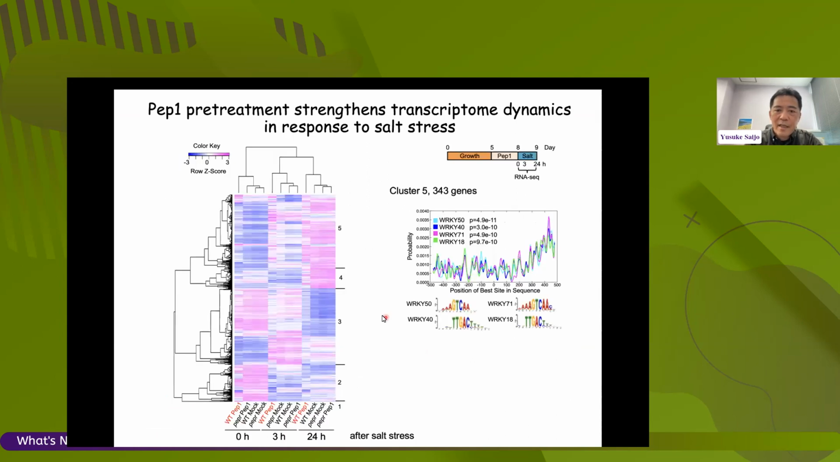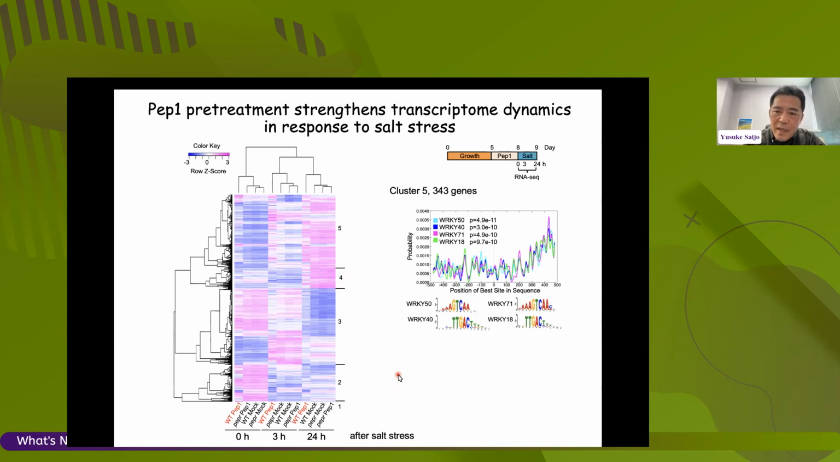Okay, and then we clustered these genes and took particular interest in cluster number 5. Basically, cluster 5 is induced in response to salt stress, but their salt induction is accelerated, or can be rapidly induced, only when plants are pre-treated with PEP. So this indicates that it represents a class of genes which are rapidly activated after PEP pre-treatment.